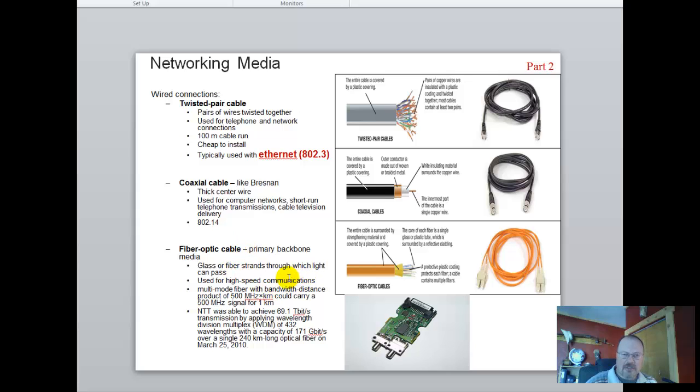Fiber optics are typically your backbone media. There's a glass fiber strand through which the light passes, so it's completely light dependent. You have LEDs or lasers on each end firing the light. Just like in wire, you have electronic ones and zeros. There's either a signal or there's no signal, and it's all based upon timing. In fiber, there's either light or no light based upon timing.